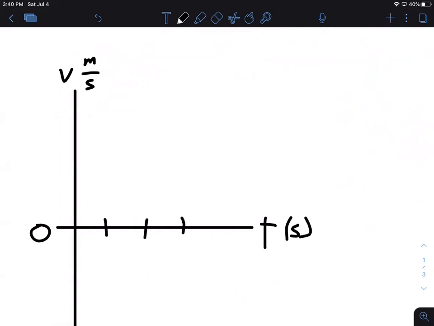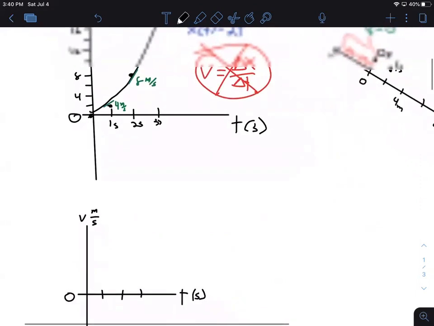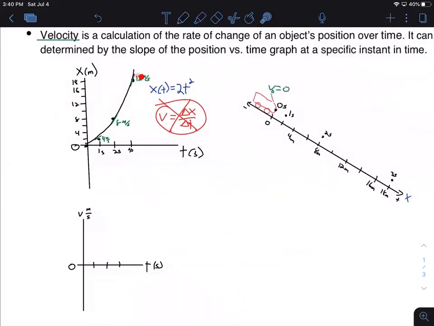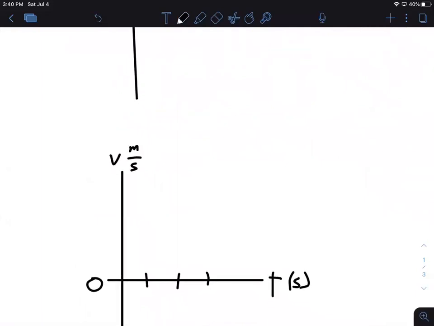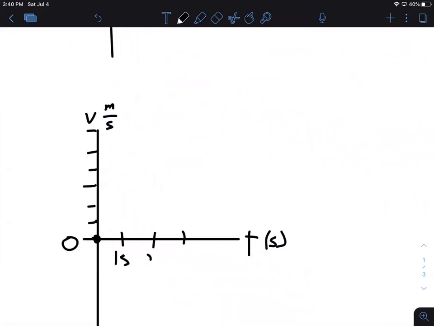And we're going for 3 seconds, and it looks like my biggest velocity to worry about here is 12. So let's go 2, 4, 6, 8, 10, 12. I started at rest, so I started not moving. And after 1 second, I was going 4 meters per second. 2 seconds, I was going 8 meters per second. 3 seconds, I was going 12 meters per second.